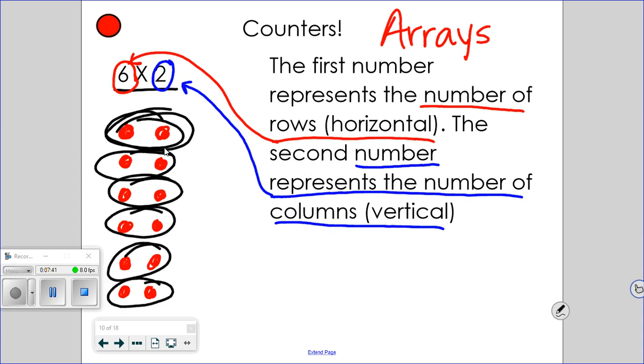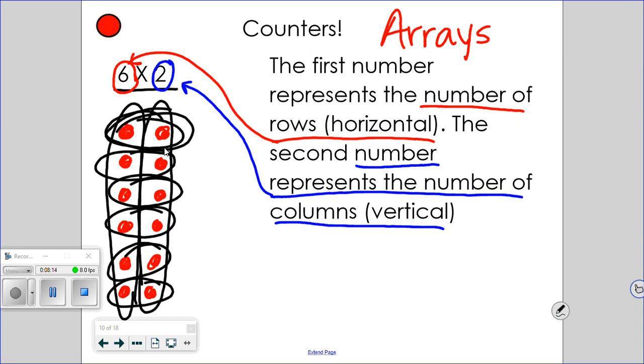Give me a thumbs up if you see 6 rows. William and Ashley are the only ones I see that have thumbs up. How many columns should I have? Look at the equation. How many columns should I have, Kylie? 2. 1, 2. That make sense? Okay, I want you to draw a 6x2 array in your notebook.